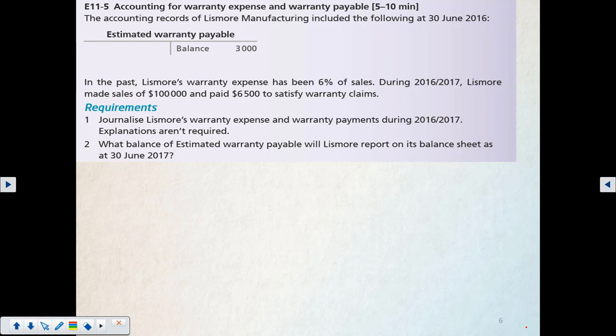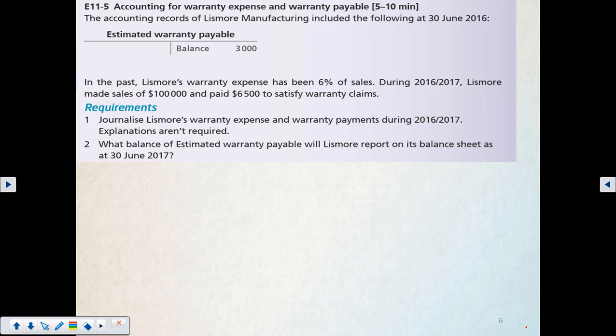Okay, let's do this one very quickly. We can do this, I think, simply. The accounting records for Lismore Manufacturing included the following at 30 June 2016. Estimated warranty payable already has a credit balance. In the past, Lismore's warranty expense has been 6% of sales. During 2016-17, Lismore made sales and paid $6,500 to satisfy warranty claims. Journalize Lismore's warranty expense and warranty payments.